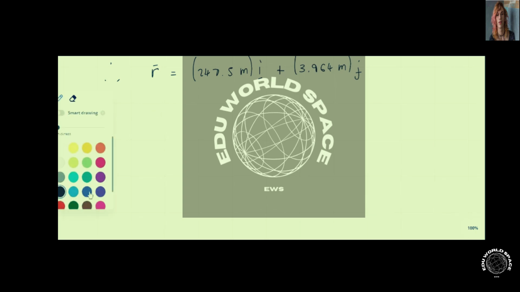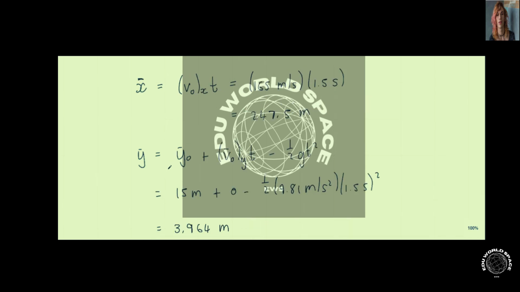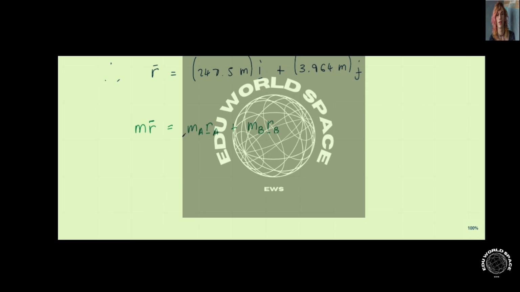And using the definition of mass center, we know that the mass of the system, which is the mass of the two cannonballs, times the mass center position, is defined as the mass of cannonball A times the position of cannonball A plus the mass of cannonball B times the position of cannonball B. Now, with our data from above, our masses and our positions, we can write down this equation by substituting the values.